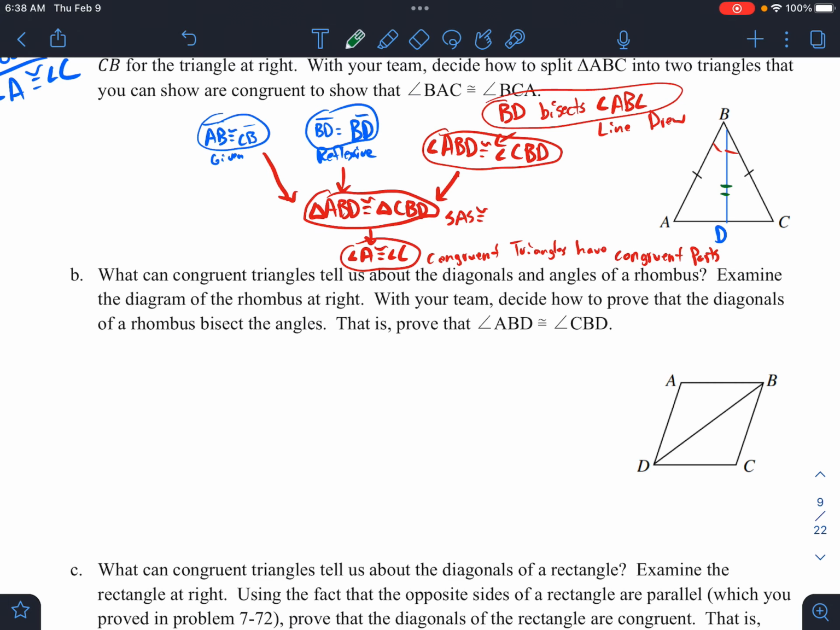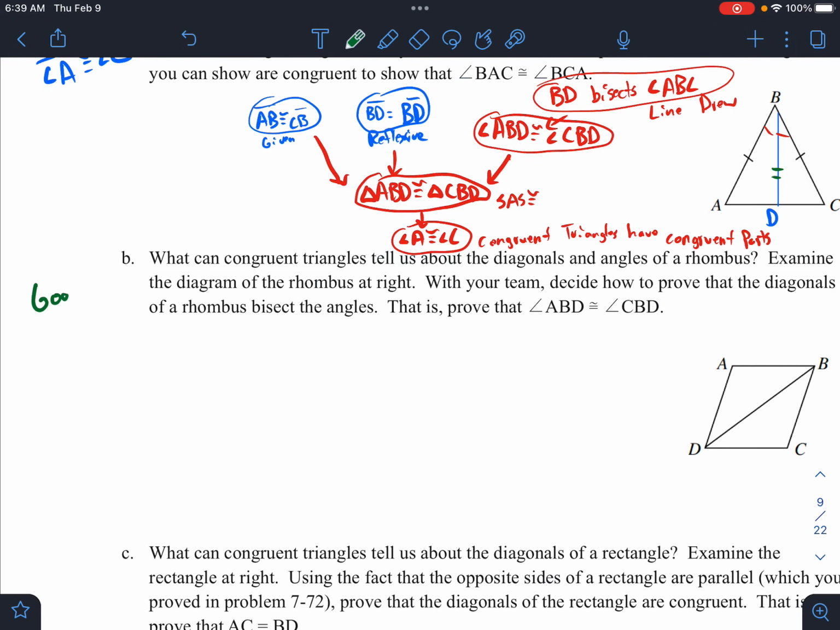So letter B then says, what can congruent triangles tell us about the diagonals and angles of a rhombus? Examine the diagram of the rhombus on the right. With your team, decide how to prove the diagonals of a rhombus bisect the angle. That is, prove that ABD is congruent to CBD. So if you haven't done that yet, again, give it a shot.